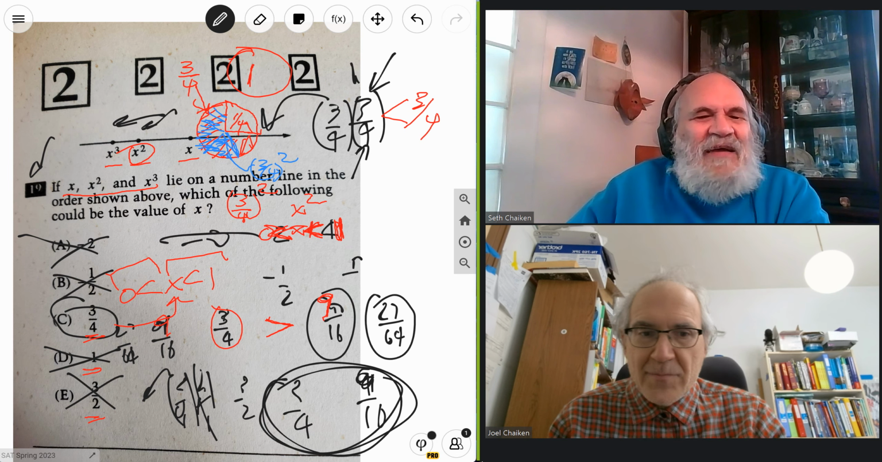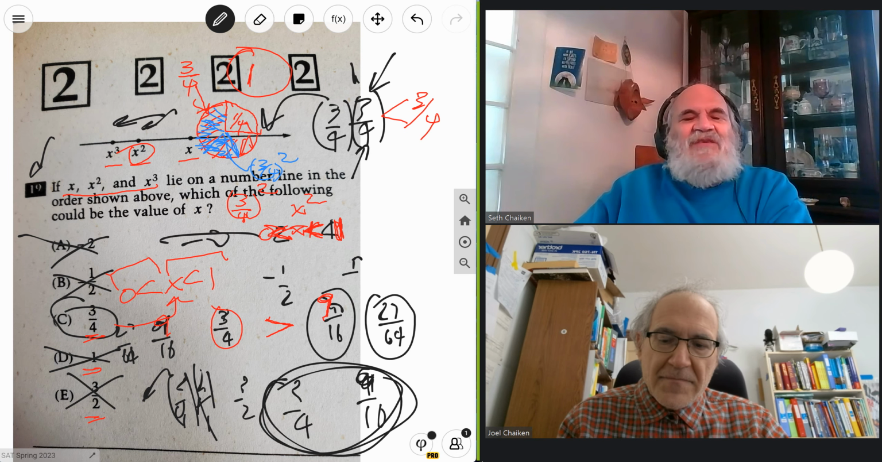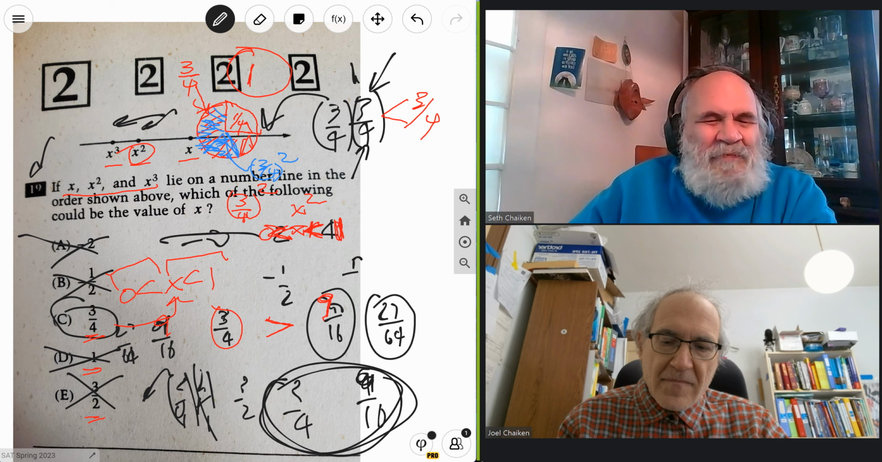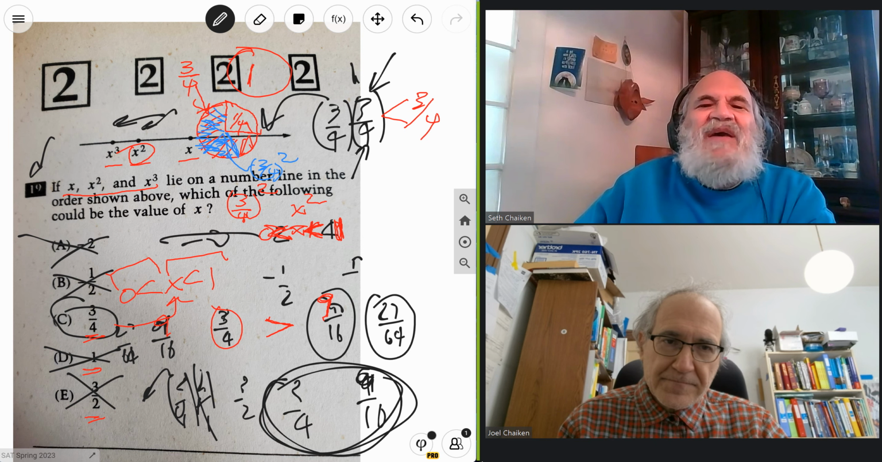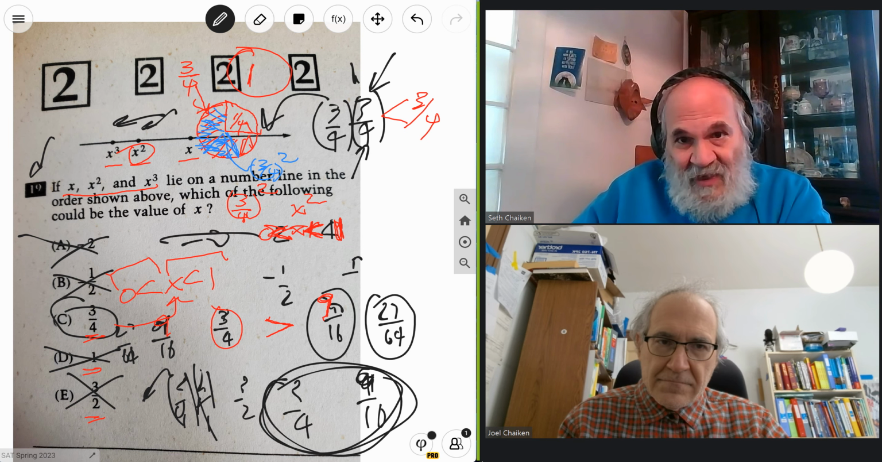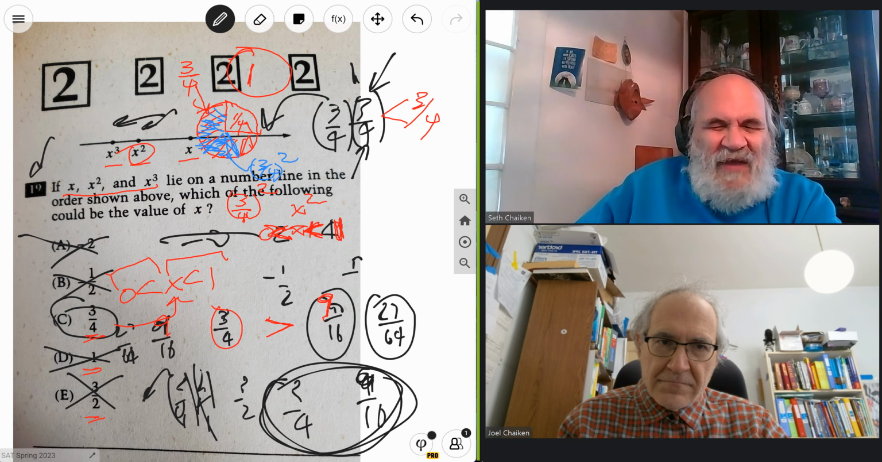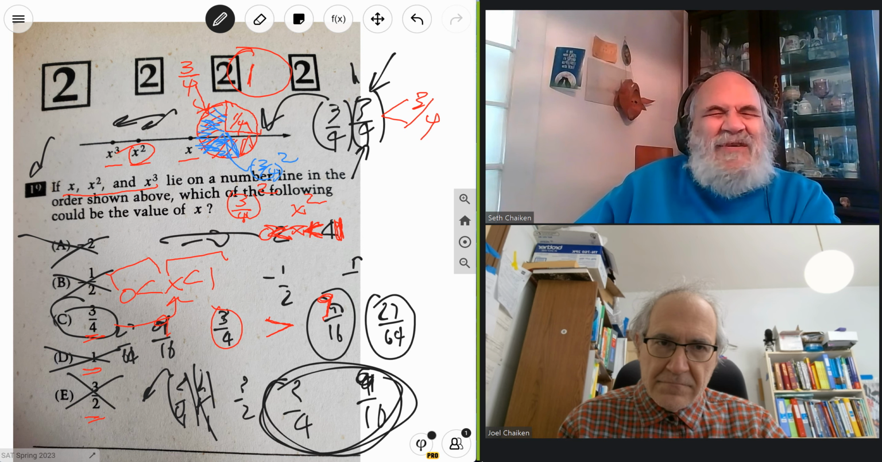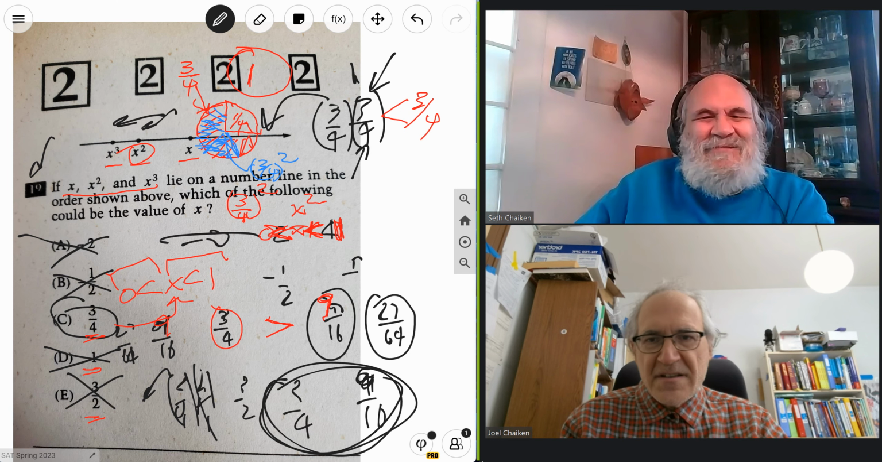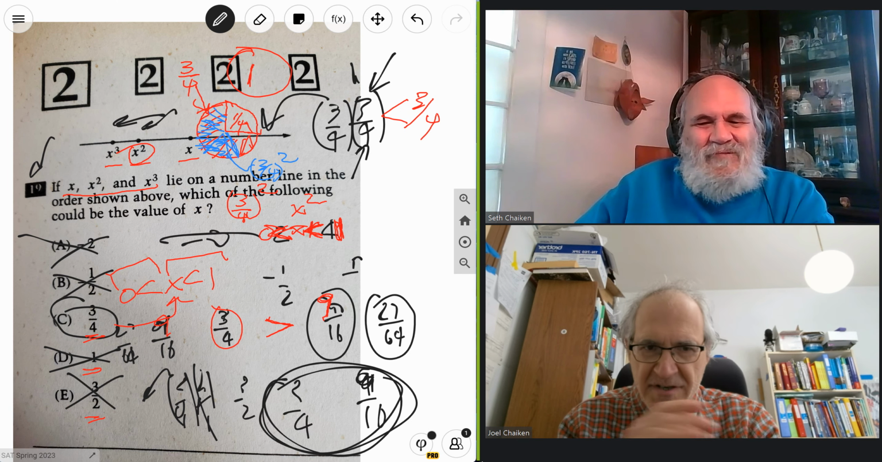Very, very important. And then oppositely, if you take numbers that are bigger than 1, multiply them, you always get numbers that are bigger than the original numbers. So these are two things that are very important to keep.